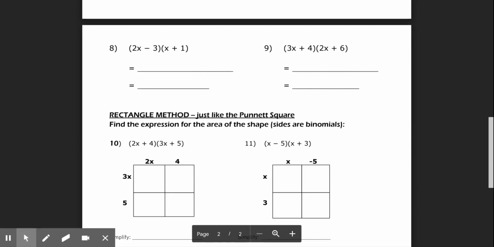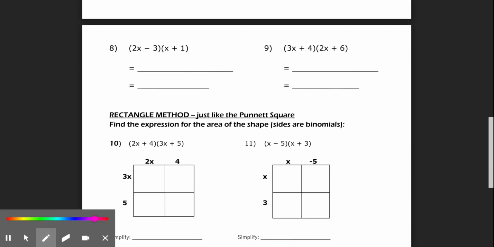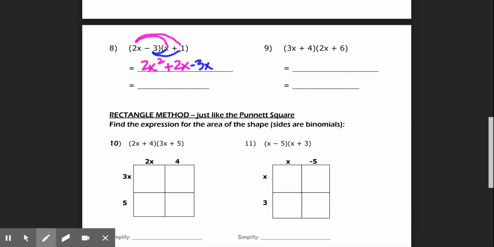All right, number 8 is a little bit different because it has a leading coefficient. So 2x times x is 2x squared. 2x times 1 is 2x. And I'll go ahead and change color. Negative 3 times x is negative 3x. And negative 3 times 1 is negative 3. So the final answer would be 2x squared minus x minus 3. And again, I get a minus x from 2 minus 3.